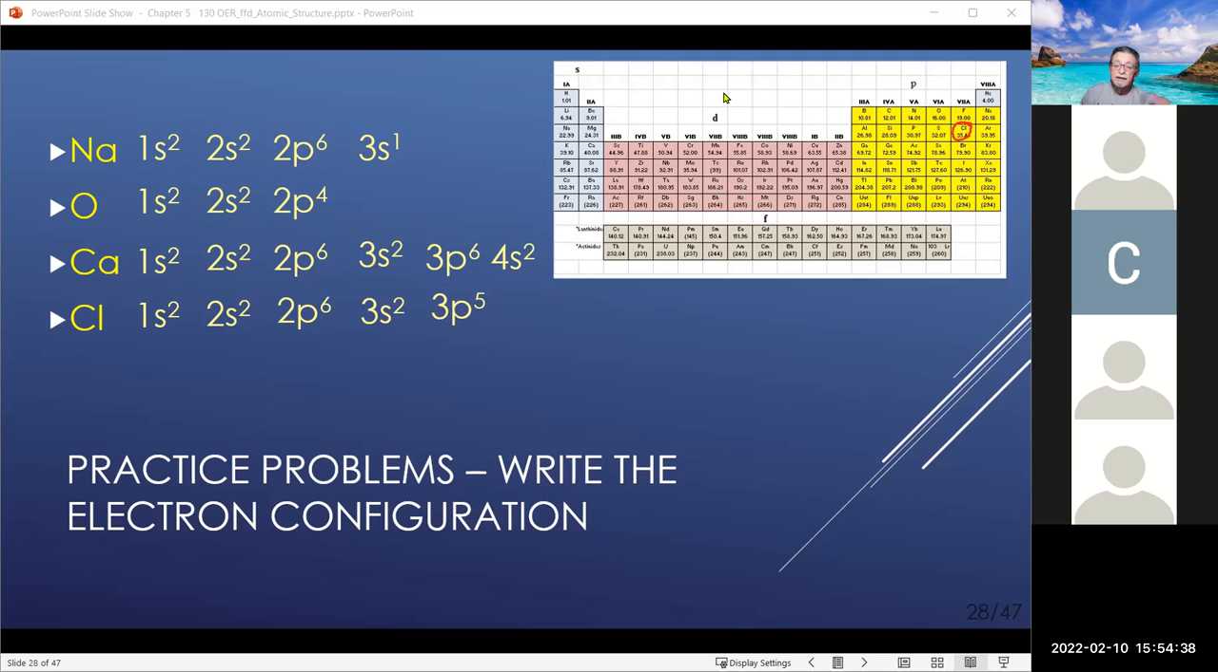In fact, look at the trend. Everybody in group 7 will have 7 valence electrons. The difference is chlorine has them in the third energy level. Fluorine had them in the second energy level. Bromine will be in the fourth energy level, etc. Okay, but they all share the same property. They happen to have 7 valence electrons in the outermost shell. It's just that going in the periodic table, the smaller one is here, the next one, next one, next one, next one.